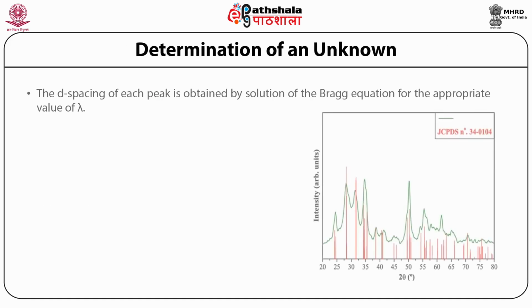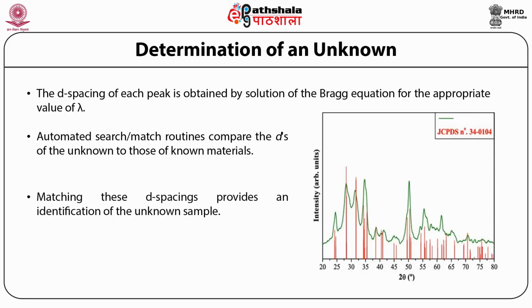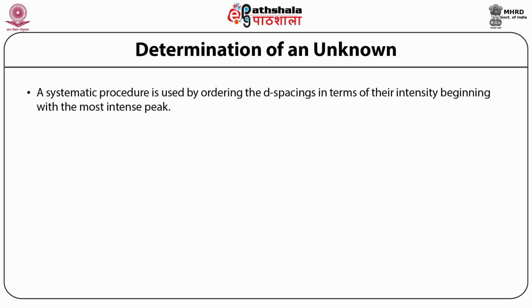Next, the d-spacing of each peak is determined by obtaining the solution of the Bragg equation for the appropriate value of wavelength. Once all d-spacings have been determined, automated search or match routines will compare those of the unknown to those of the known materials. Because each mineral has a unique set of d-spacings, matching these d-spacings provides an identification of the unknown sample. The systematic procedure is used by ordering d-spacings in terms of intensity, beginning with the most intense peaks.